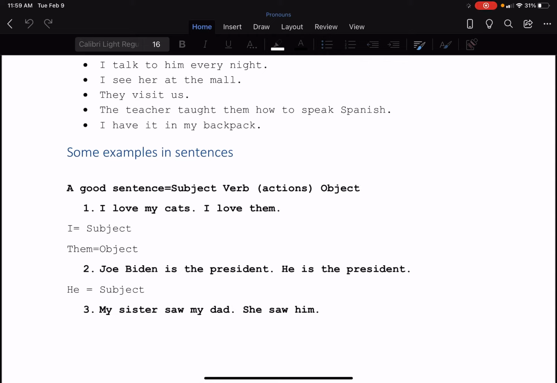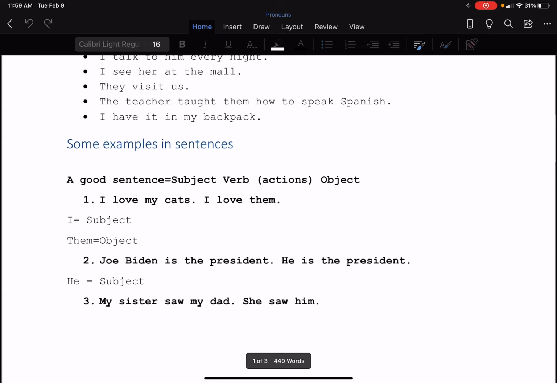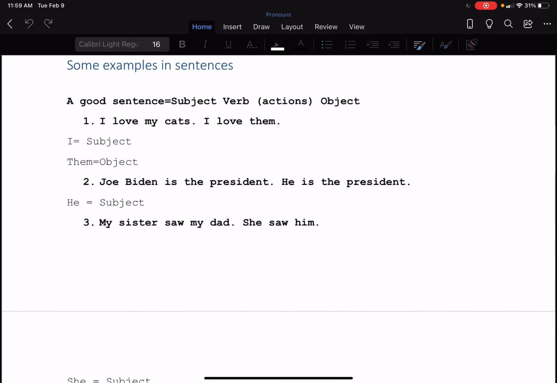In the second example, Joe Biden is the president. Joe is a boy name, so that's why we're going to say he. My sister saw my dad. My sister is the subject, so we need to say she. My dad is the object, so I need to say him.